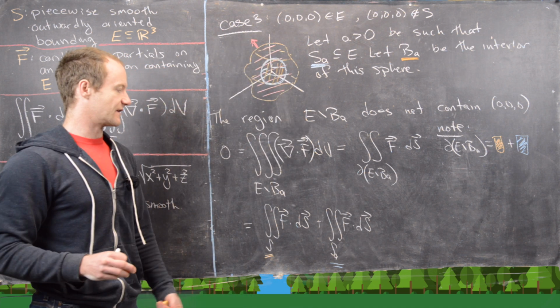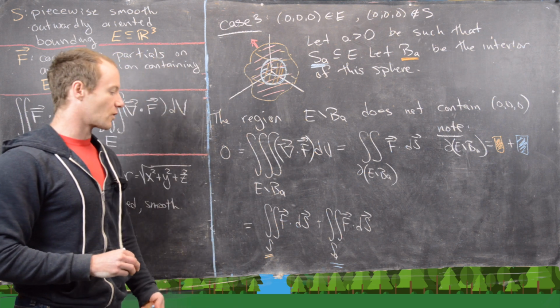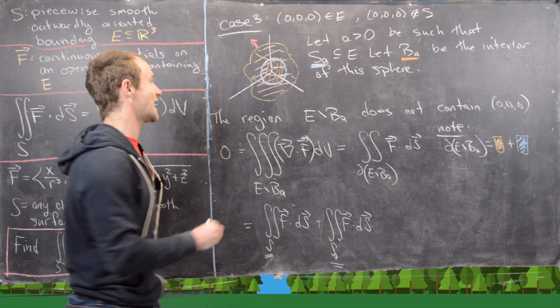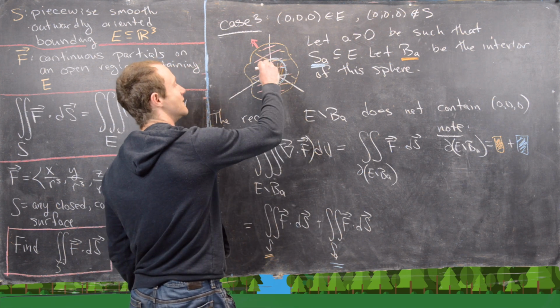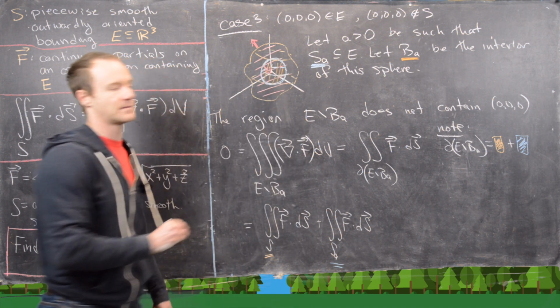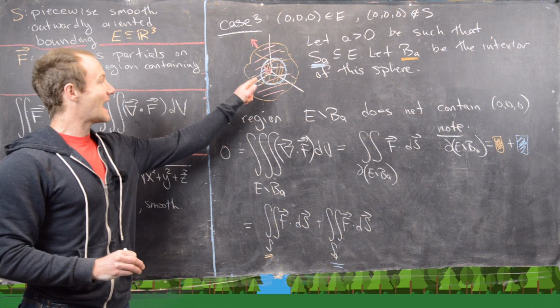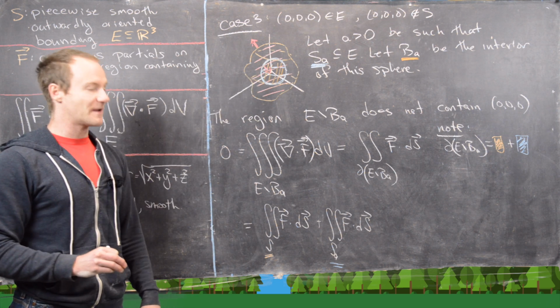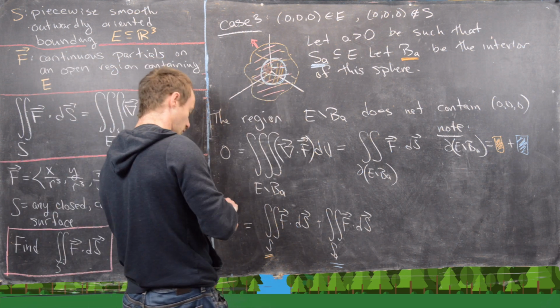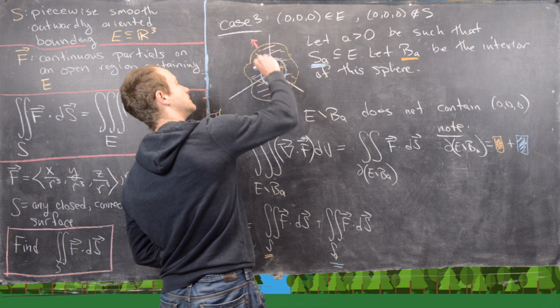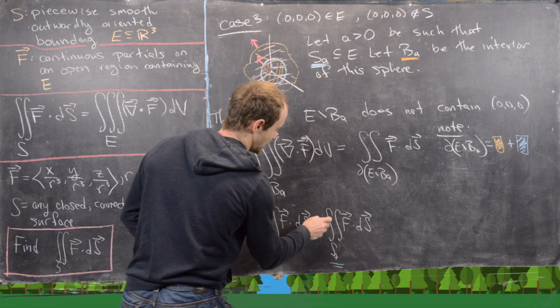Great, so it's outside of the surface, but that makes the orientation on this S_A, remember it needs to be coming out of the solid region, but that means it needs to be coming in. Okay, good. But now, what we'd really like to do is flip that to an outward orientation. So we can flip that to an outward orientation and turn this into a minus sign.